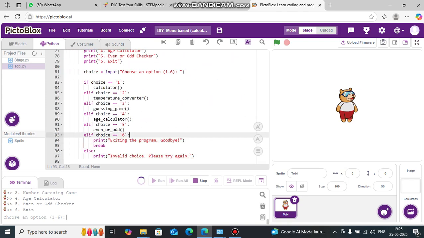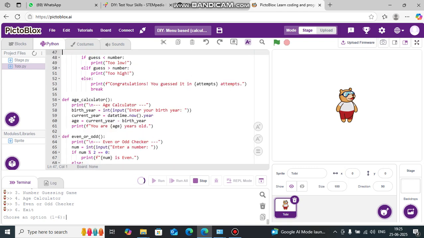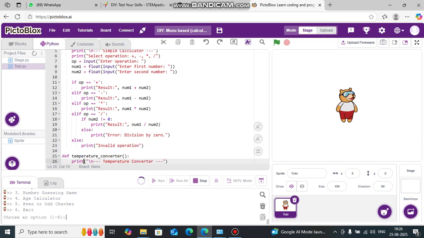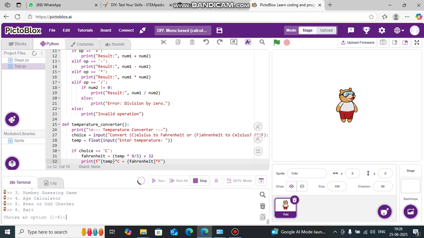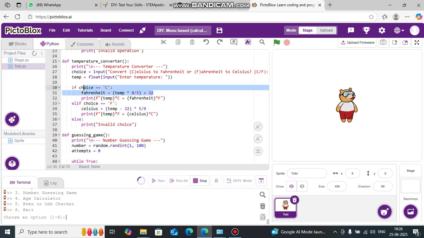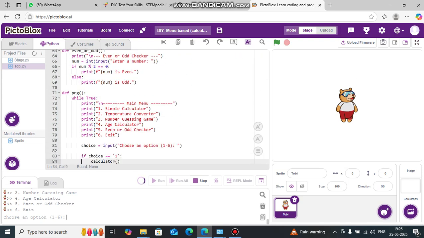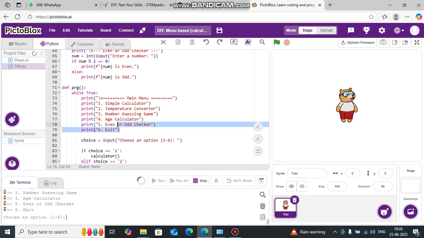Similarly, if choice 2 is selected, the temperature converter function will be called. Again, the definition of the temperature converter function is available here. That is the conversion from Celsius to Fahrenheit and Fahrenheit to Celsius. The formula is being used to achieve the required output. Similarly, various other programs are also executed.